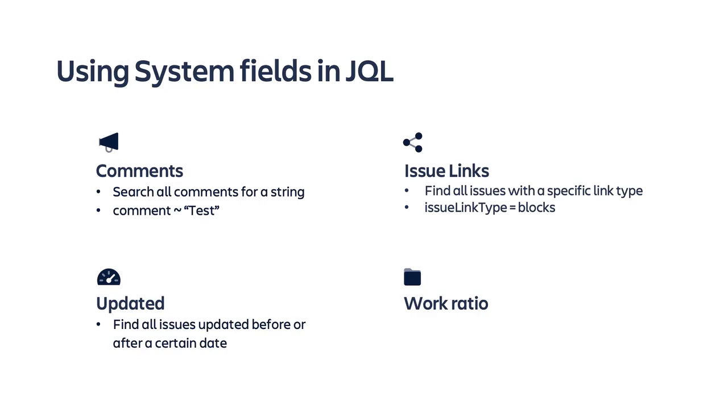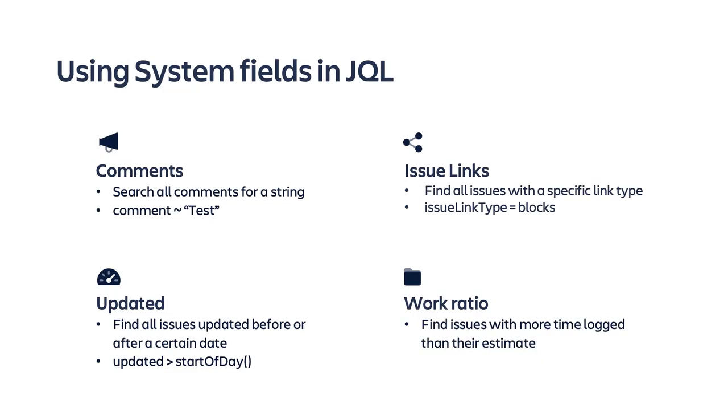You can also search the updated field to find issues updated before or after a specified point in time. To search for issues that were updated after the beginning of a day, you would use updated greater than start of day followed by parentheses. Some fields aren't even visible on an issue, like the work ratio field, which can easily filter out all issues with more time logged to them than was originally estimated.